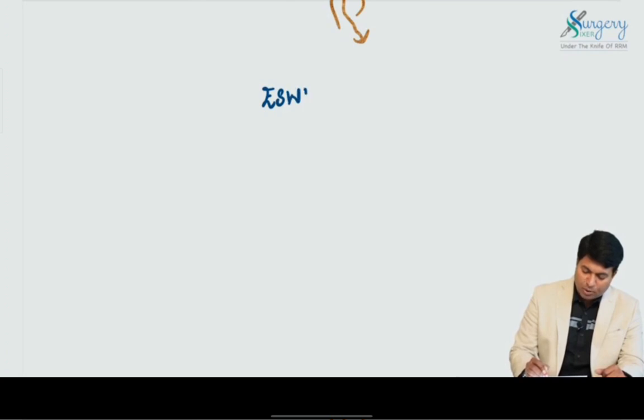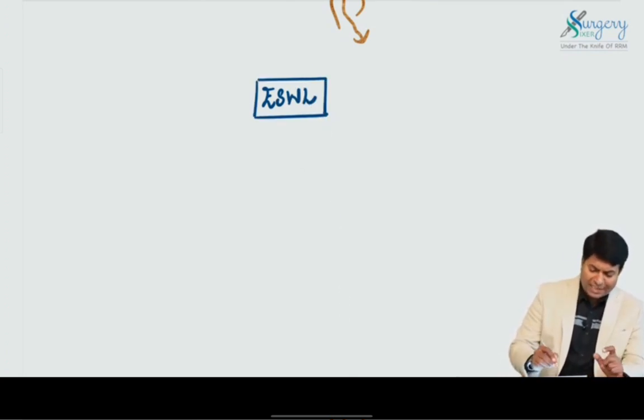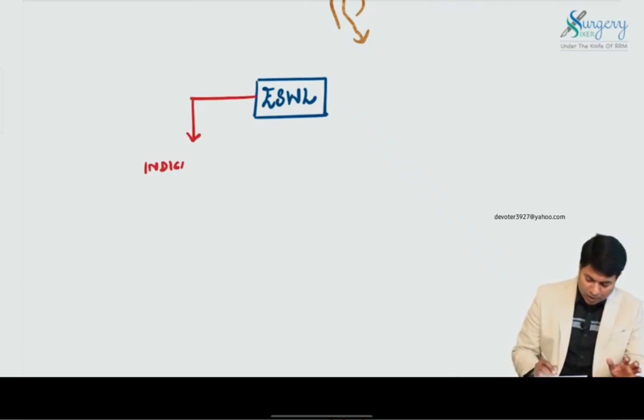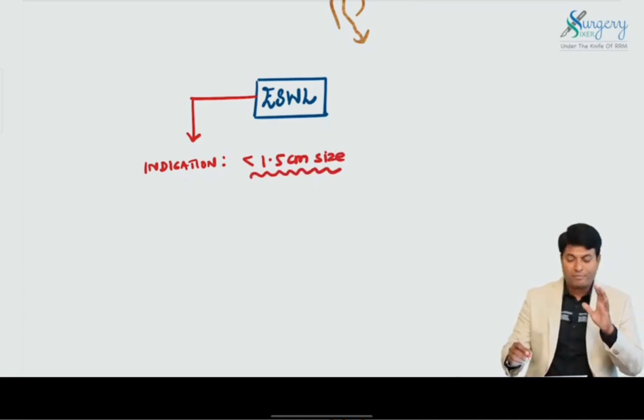Let us start with ESWL. It is a high-yield MCQ topic for PG aspirants. It is the passing of piezoelectric waves on the stone and breaking it into pieces. Indicated up to what size? Indication is up to 1.5 centimeter size. It's very important. ESWL is indicated for stones up to 1.5 centimeter size.